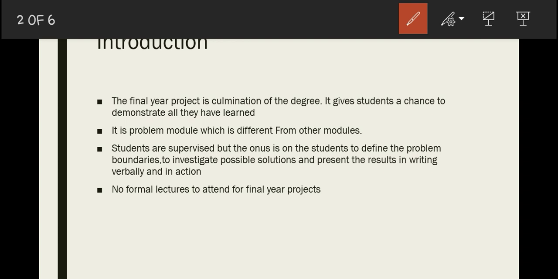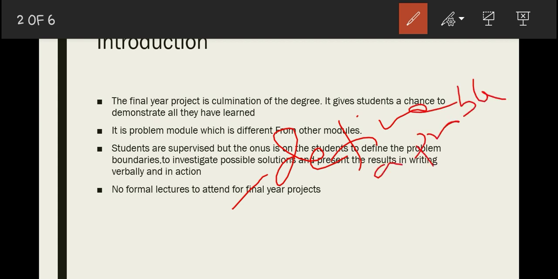And actually this type of course is a problem module, and it is very different from other modules. Although students are supervised, the onus, when I say onus, I mean the responsibility, is on the students. So you as a student have first to define a problem. That is the first thing. Then you will investigate what the possible solutions are to the problem you have defined, and then you will present the results.